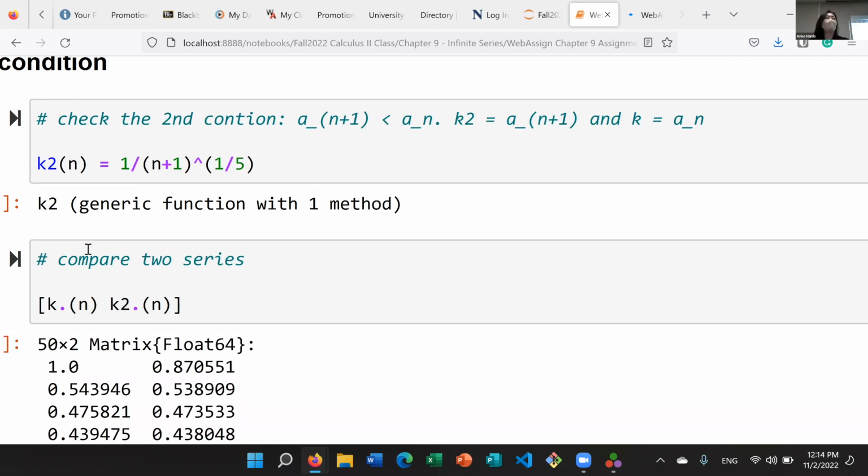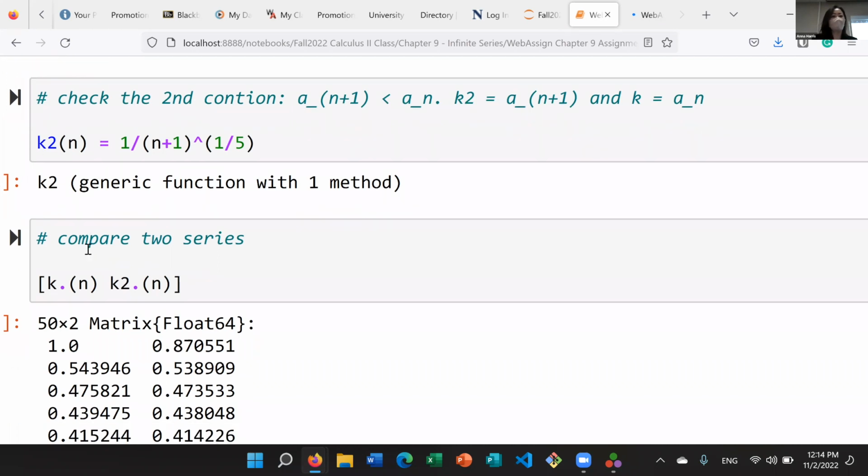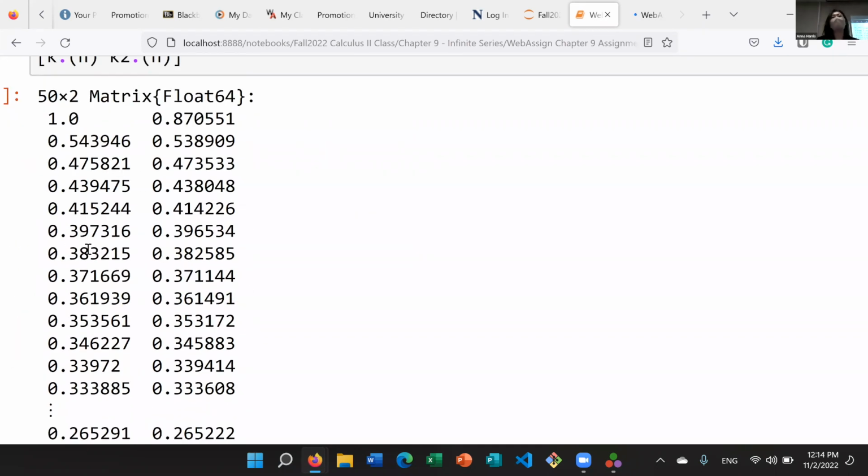Number 3, 9.5. Let's look at it numerically. This is a sub n, and this is a sub n plus 1. You want a sub n plus 1 to be smaller than a sub n. So which one is bigger? A sub n is bigger than a sub n plus 1. Always, a sub n is larger than a sub n plus 1. So I did it numerically.